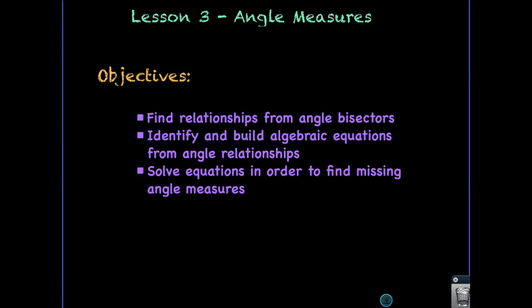Our objectives today are to find relationships from angle bisectors, to identify and build algebraic equations from angle relationships, and finally to solve equations in order to find missing angles. This lesson we will be putting together all your knowledge and your skills related to angles in order to build those relationships and solve them to find the missing measures.